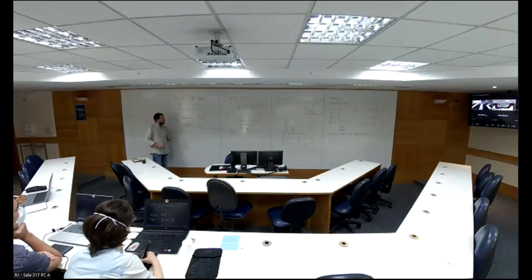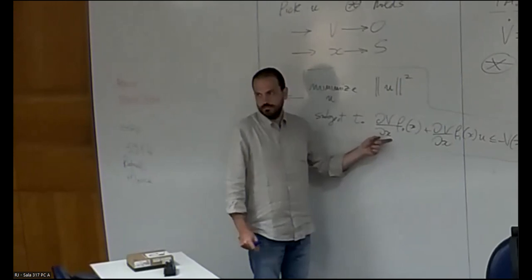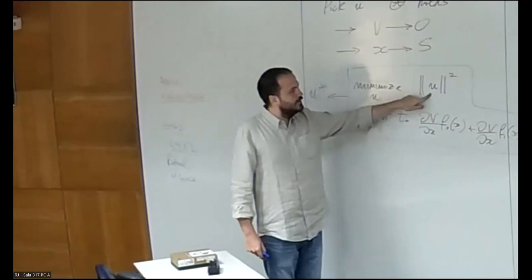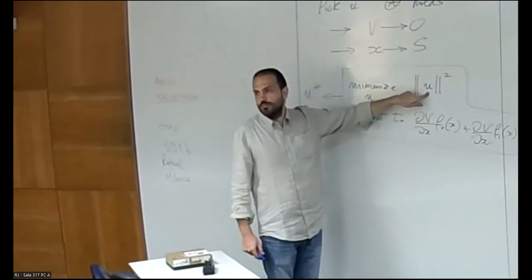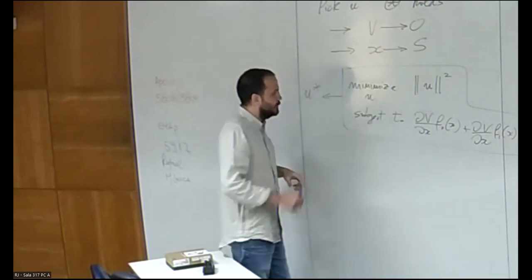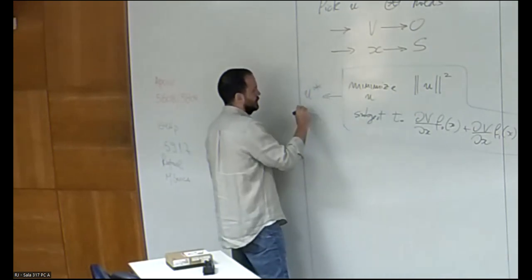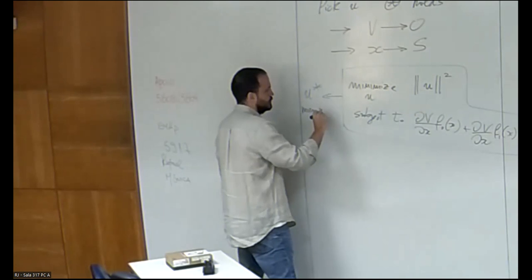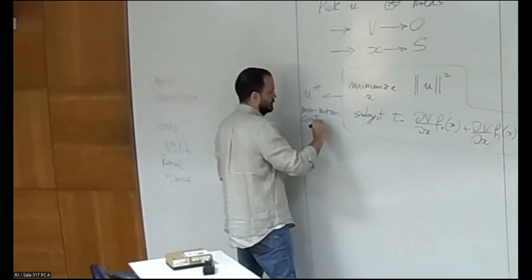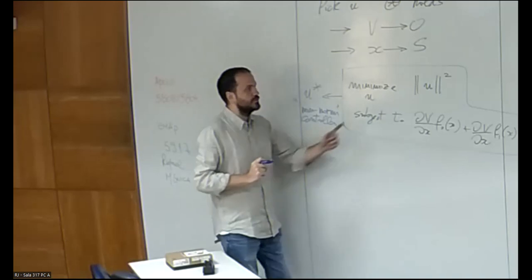What are the properties of this u star? So first of all, it is satisfying this constraint, which means x is going to go to s, and it minimizes the square norm of the vector u, right? So in a way, this u star is called the minimum norm controller, which minimizes this norm.